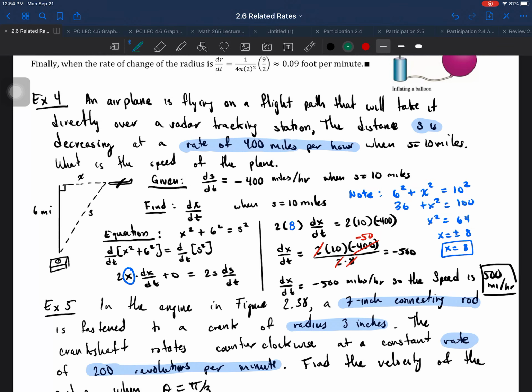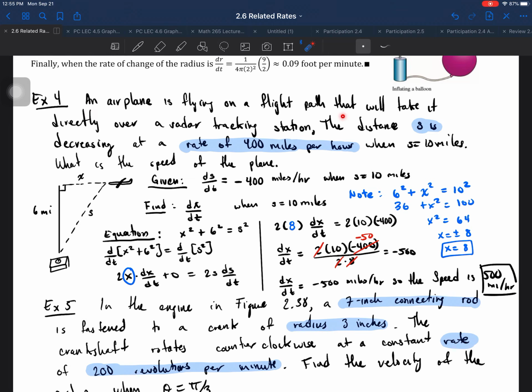promised. In example 4, we are referring to a problem in the book that describes an airplane flying over a radar, and they give us a picture here that we'll make reference to, so there is a little more information than just what the problem is saying. And so let's just go over the problem here real quick.